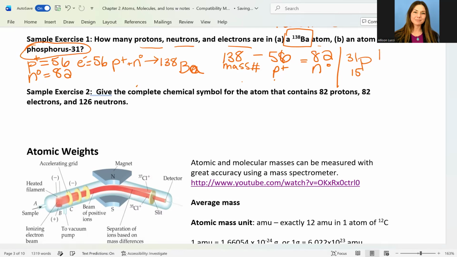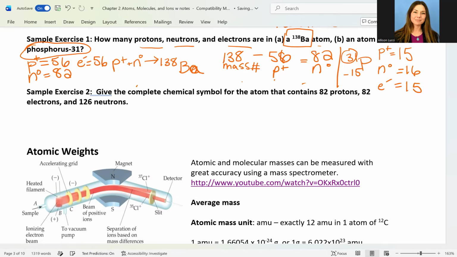So to find protons, that's the atomic number. We find that on the periodic table. Neutrons would be the mass number minus the atomic number. So 31 minus 15 will give us 16 neutrons. And then since there's no charge with this specific isotope, we assume that we also have 15 electrons.